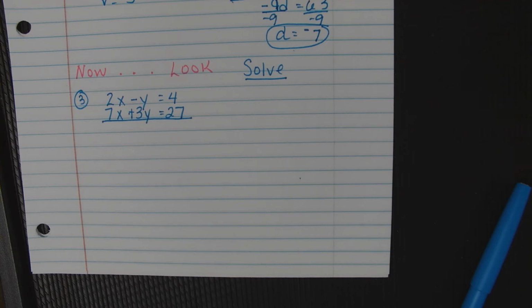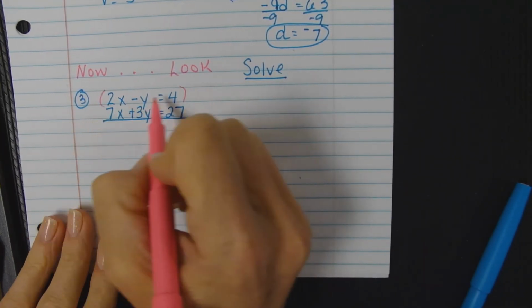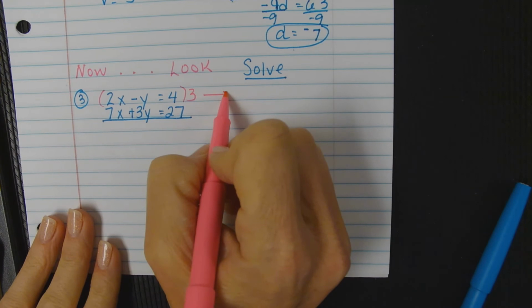I can multiply this top equation by 3. Okay, this is the step we really need to be able to do. Remember up here, I multiply by -1. I'm just changing the sign. Now I'm just changing the coefficient. I need a variable to get eliminated. So what we're going to do is multiply this whole thing by 3.